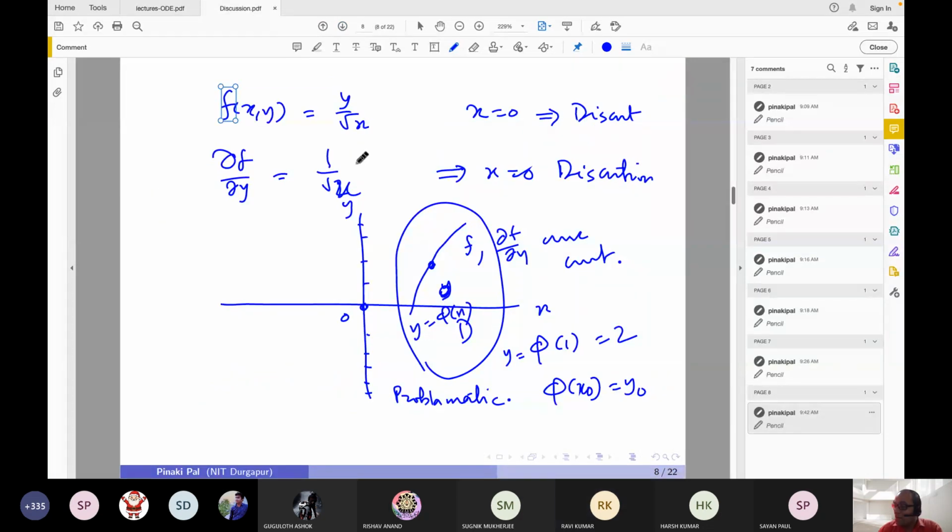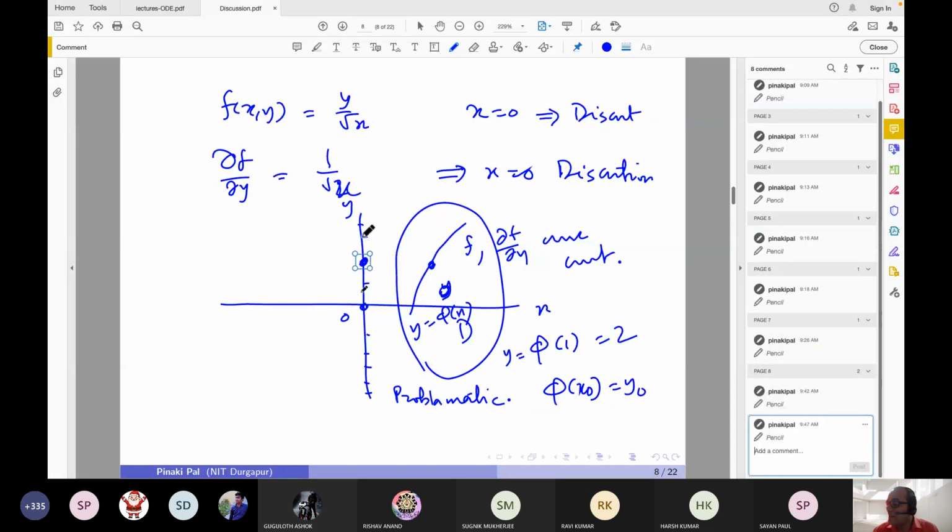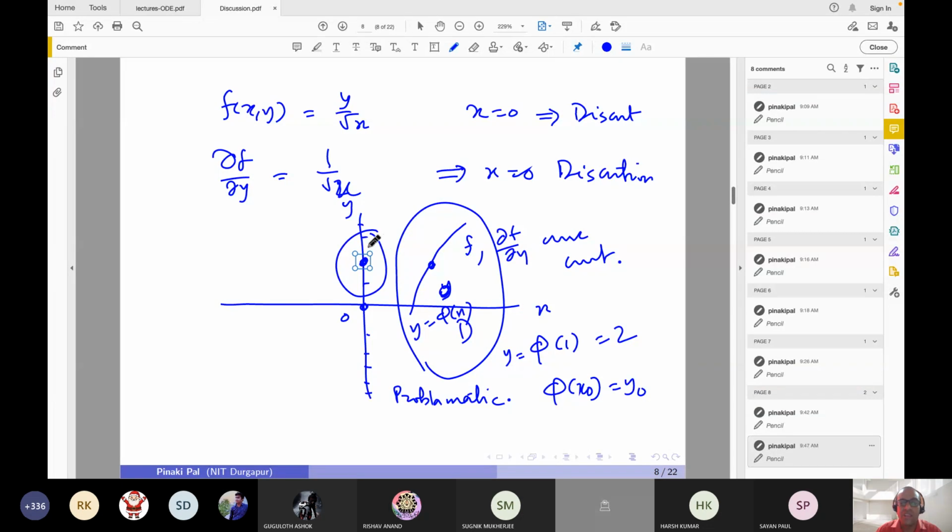Whatever domain you consider, the point is (0, 2). And here, the function as well as its derivative are discontinuous. Infinite discontinuity is there at that point. Whatever domain you consider including this point, in that region it is undefined. It is discontinuous, f and del f del y. So therefore, Picard's theorem cannot be applied over here.